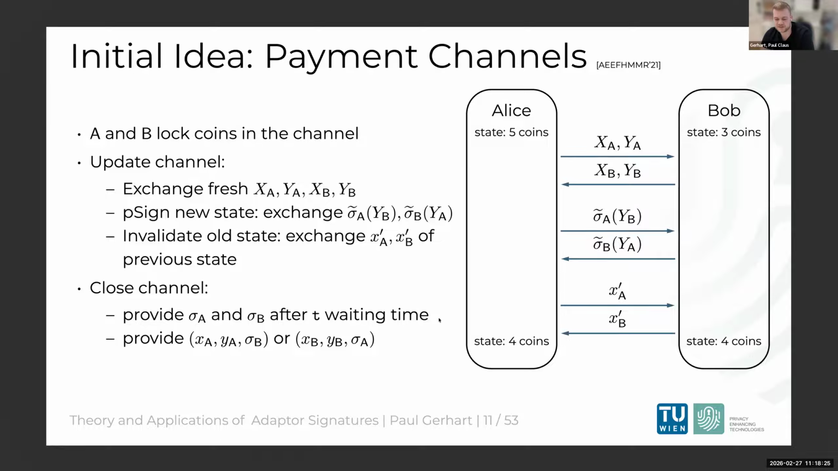However, what can also happen is that one party misbehaves. Imagine Alice would very much prefer the previous channel state where she had 5 coins instead of only 4 coins. So we need a second way to close a channel, which is a forceful closing, where you post a signature of Bob and the witnesses of Alice, or the witnesses of Bob and the signature of Alice. Why we need the second branch here, we will see in a second.